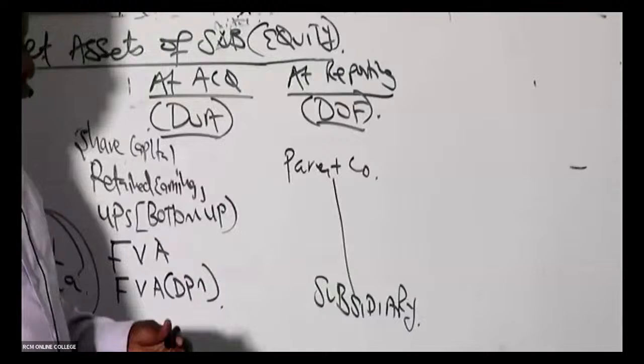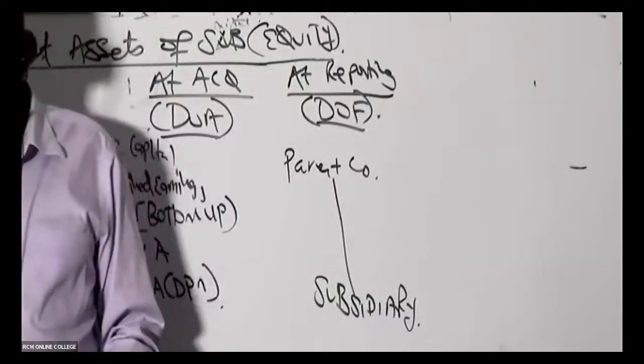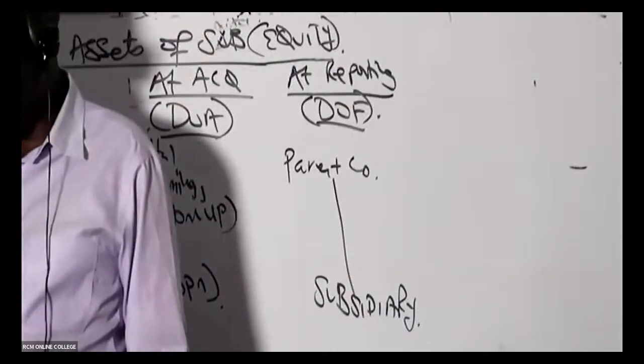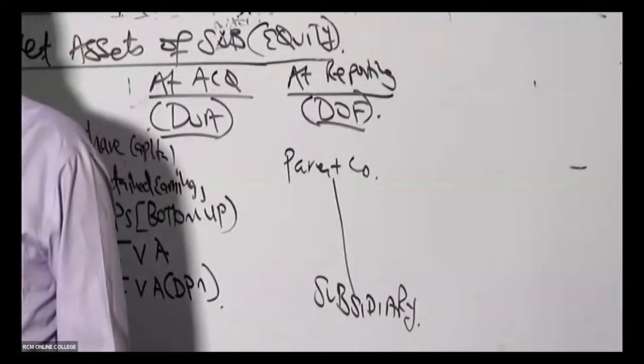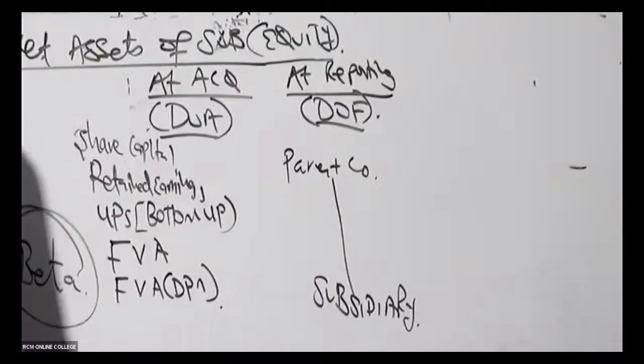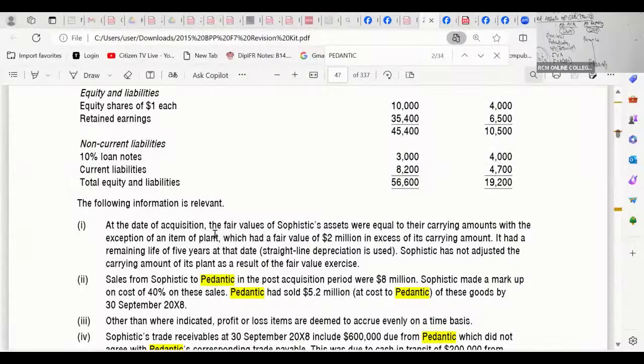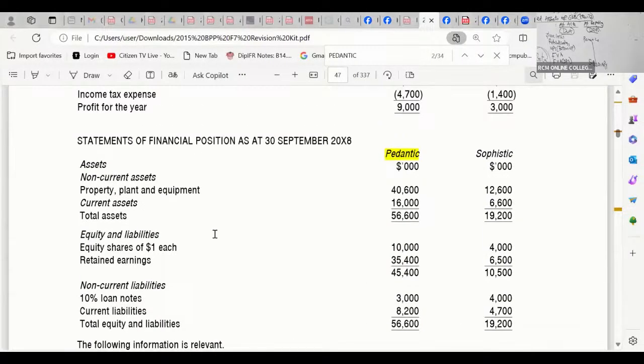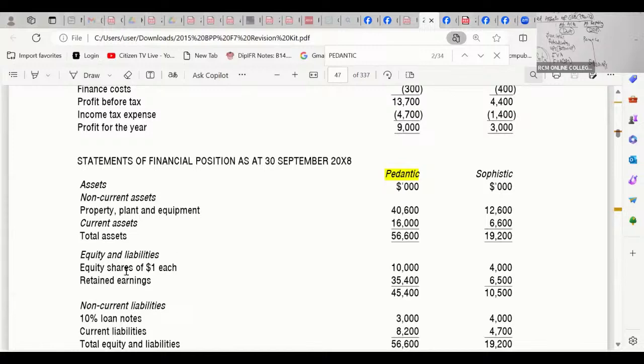So then, ladies and gentlemen, could you kindly be nice to me? Are you able to see the share capital? Remember, here we are valuing the subsidiary. Are you able to see the share capital of the subsidiary? Equity, please don't pick the one of the parent. The share capital of the subsidiary, called Sophistic, is 4,000.